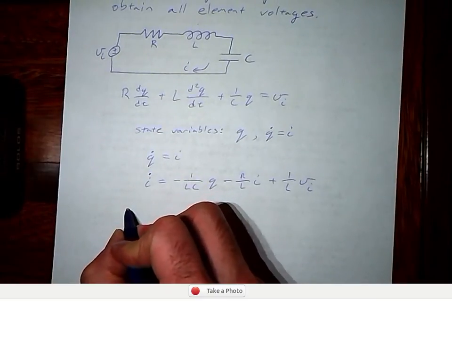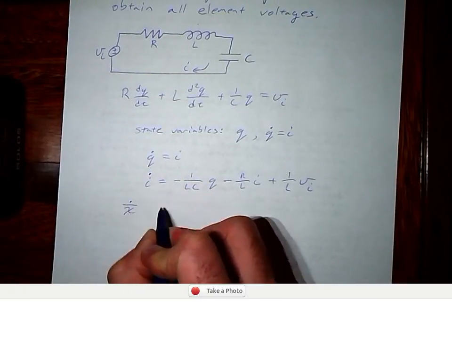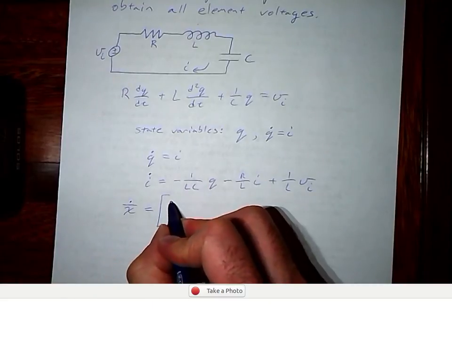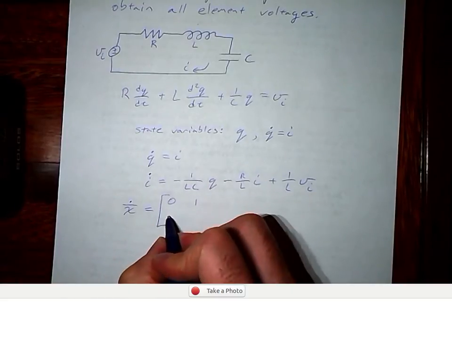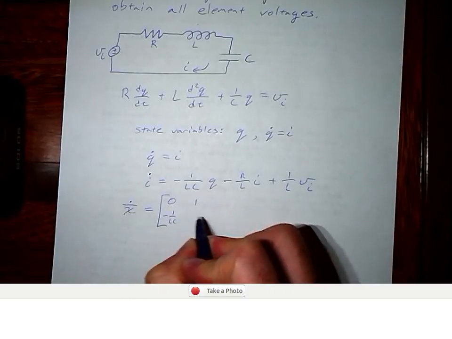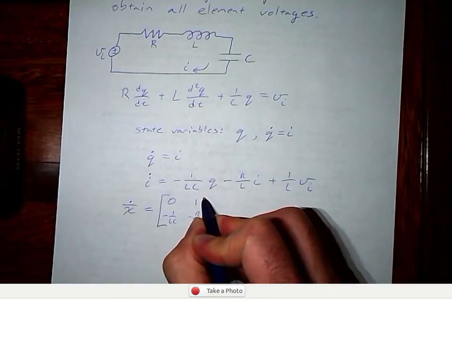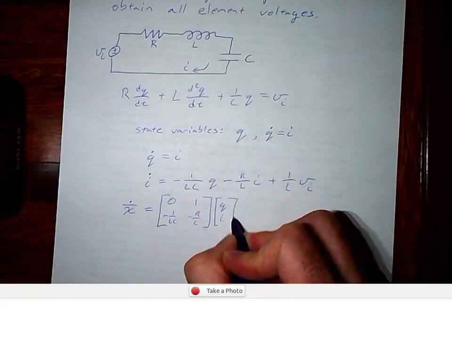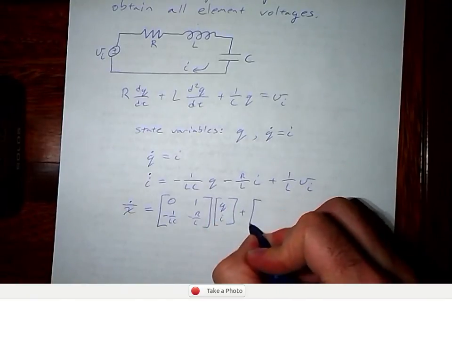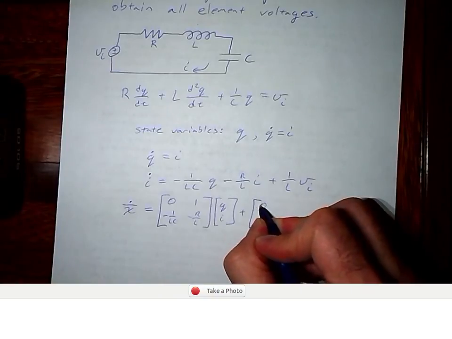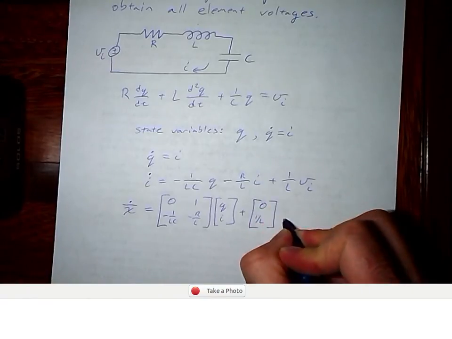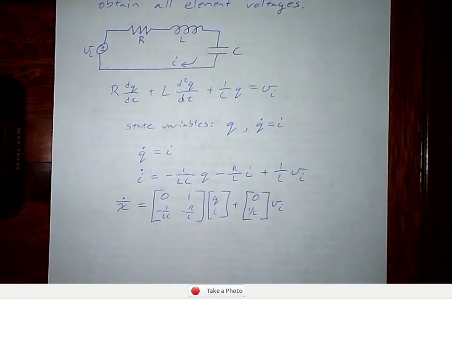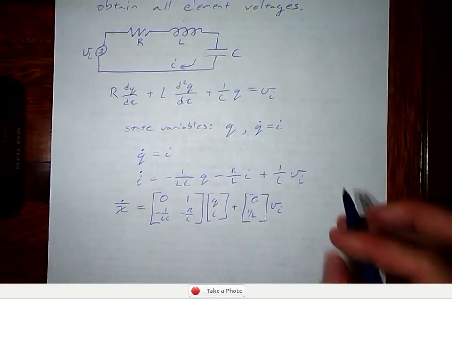So we can write this in matrix form. This time derivative of the state vector is 0, 1, negative 1 over LC, negative R over L. That's the A matrix. Times Q, I, plus 0, 1 over L times the input voltage. Okay, so there's the state equation.